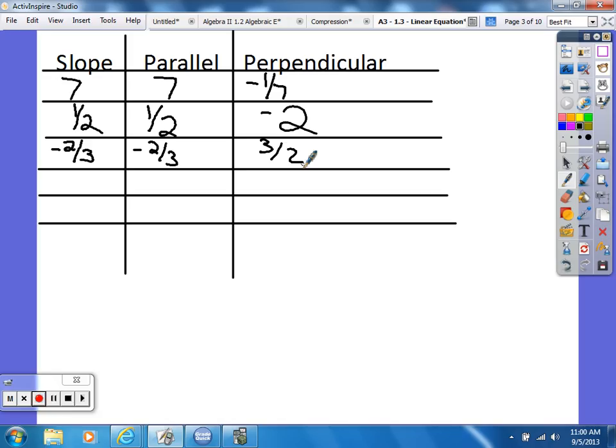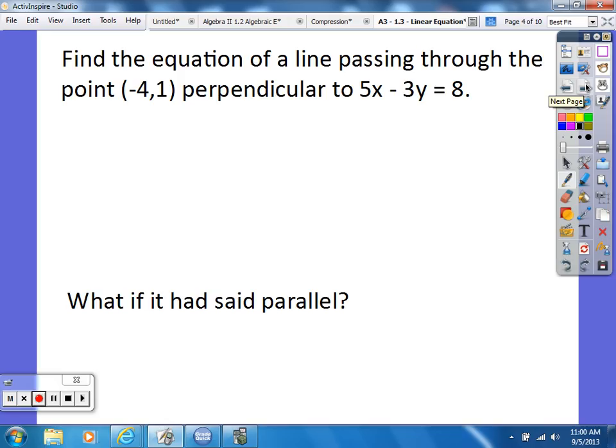Help jog your memory a bit. Okay? So now let's find the equation of the line passing through the point perpendicular to. So write down your key information that you need. You don't have to write the entire question if you don't want to. But you do need to write down the key information. I would write point and I would write perpendicular to and then the equation.